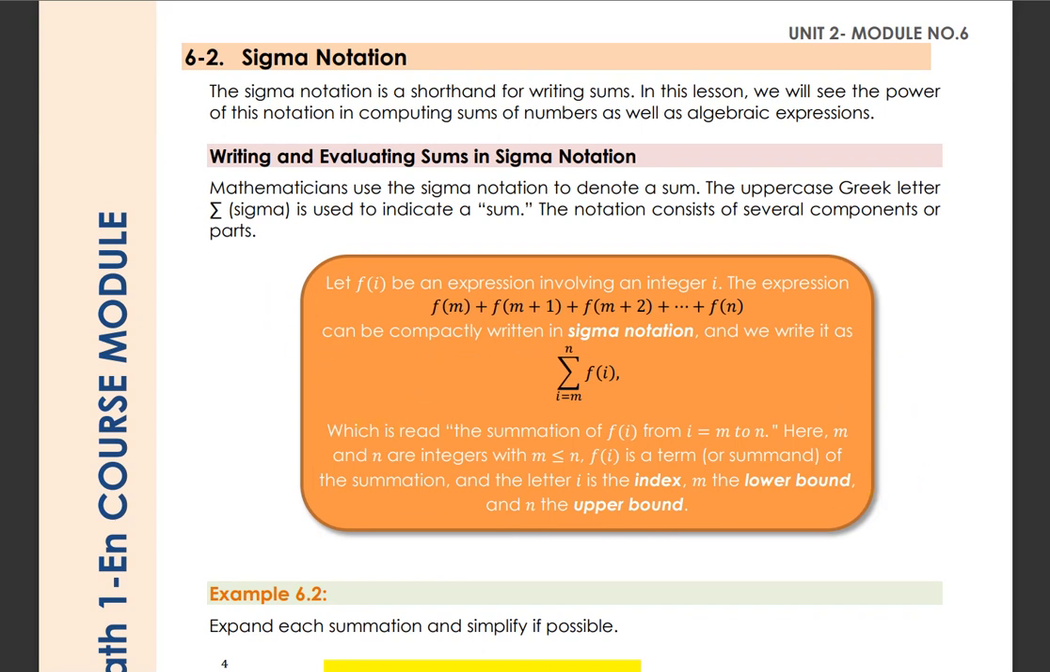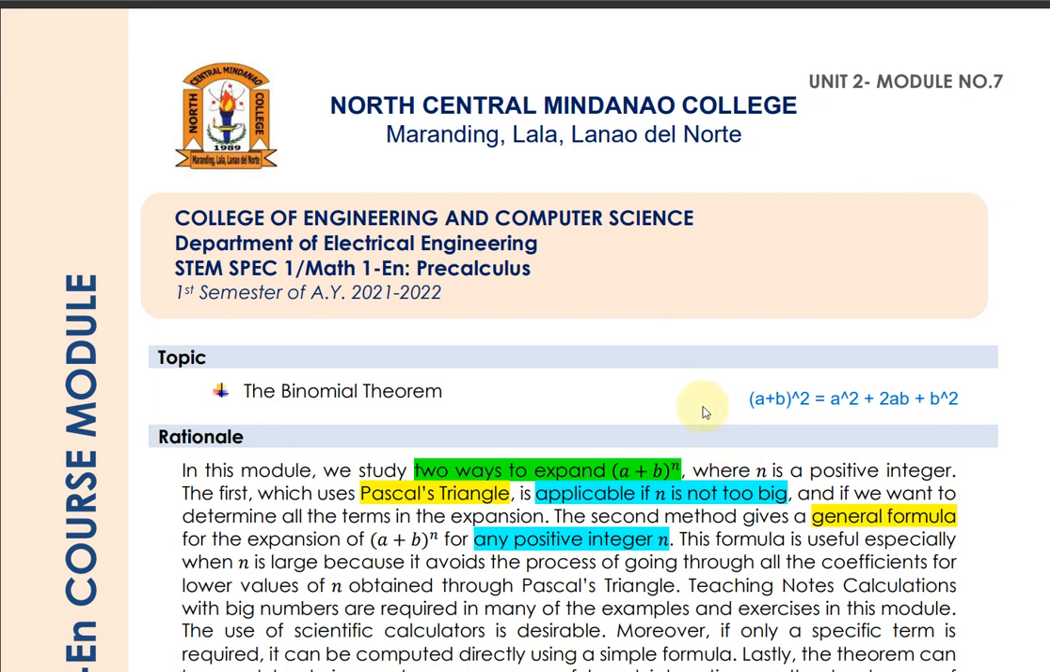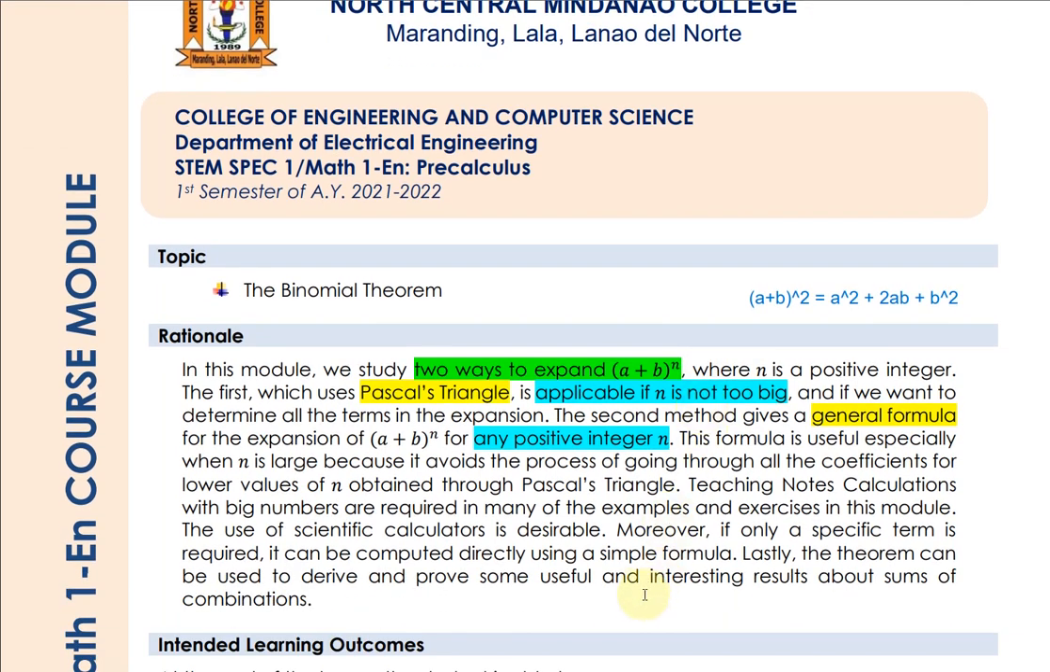Okay, so for this module, we'll be having a new topic which is all about the binomial theorem. In this module, we are going to study two ways of expanding the term a plus b to the power of n, where our n here is a positive integer. That can be starting from 1, 2, 3, 4, and so on.